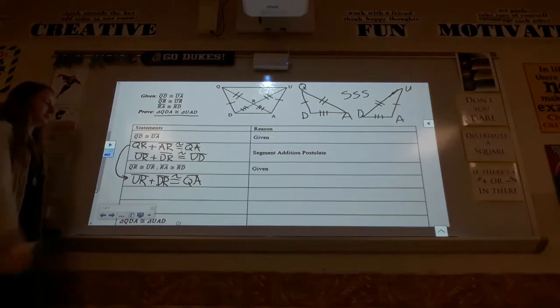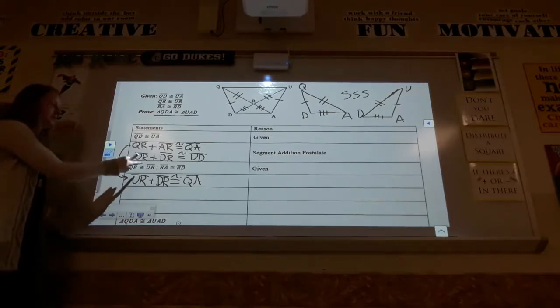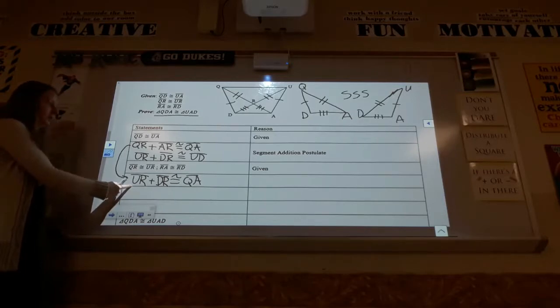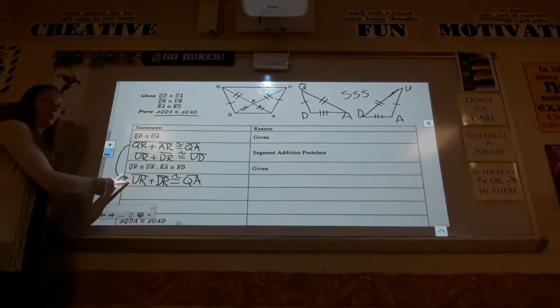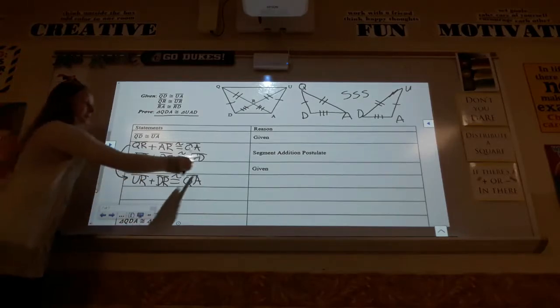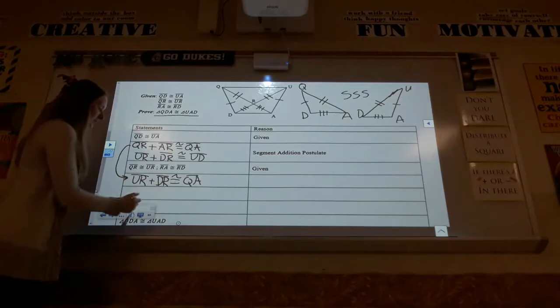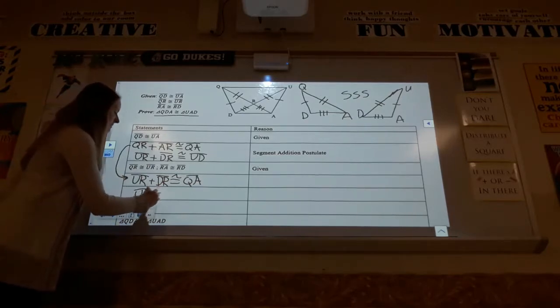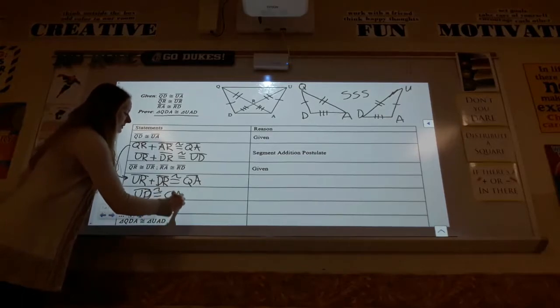Right? So now I've taken this first equation and, using the given congruencies, I swapped it out. So now do you guys see how these two equations are the same? So what can I say about UD and QA? I'll do the reason in a second, but now that these two equations are the same, what can I say about this and this? They're equal to each other. UD is congruent to QA.